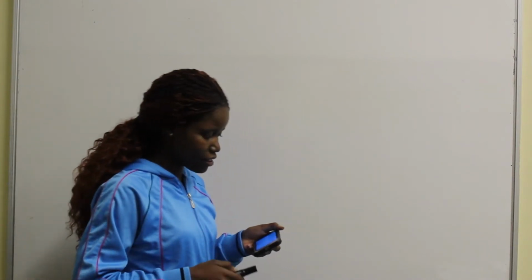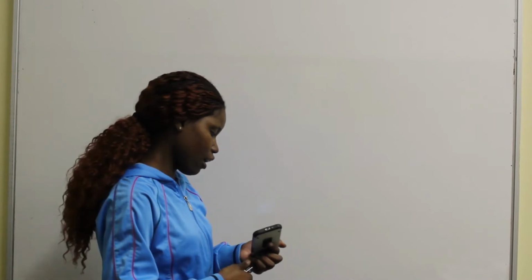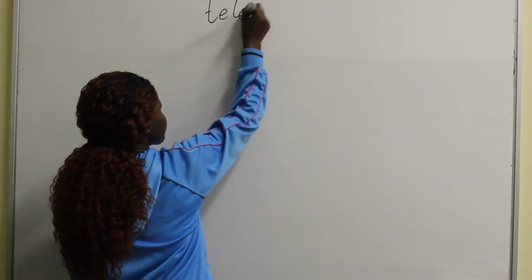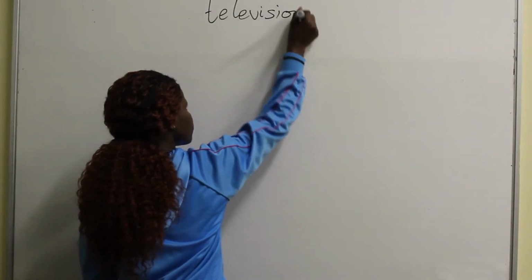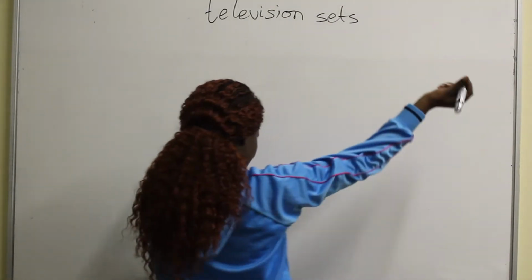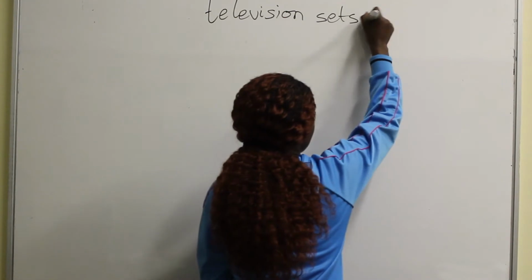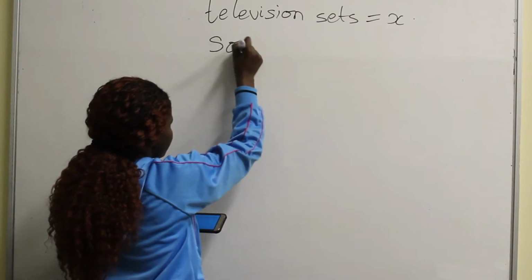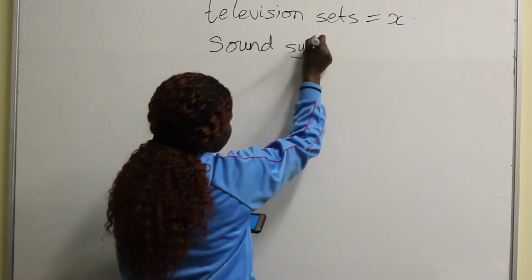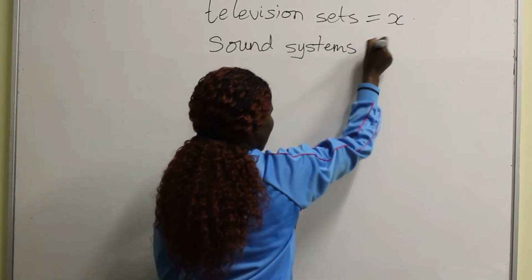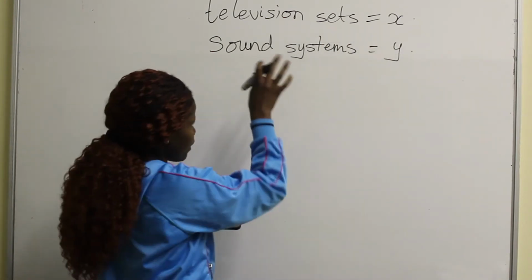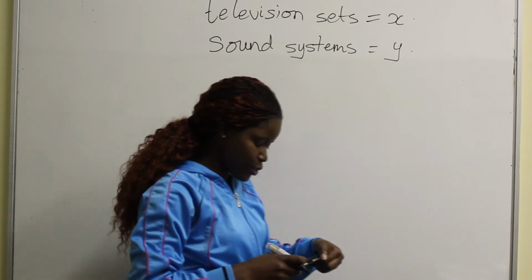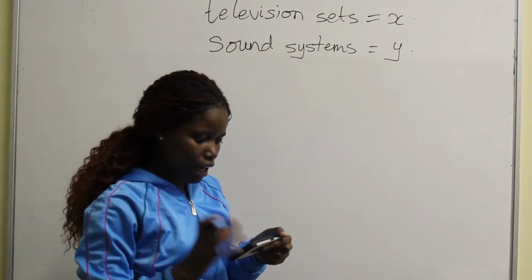A company manufactures television sets. These are given as television sets, and they are all equal to X. So for now our television sets are going to be X. Then sound systems are going to be equal to Y. All this we have let them to be certain numbers.